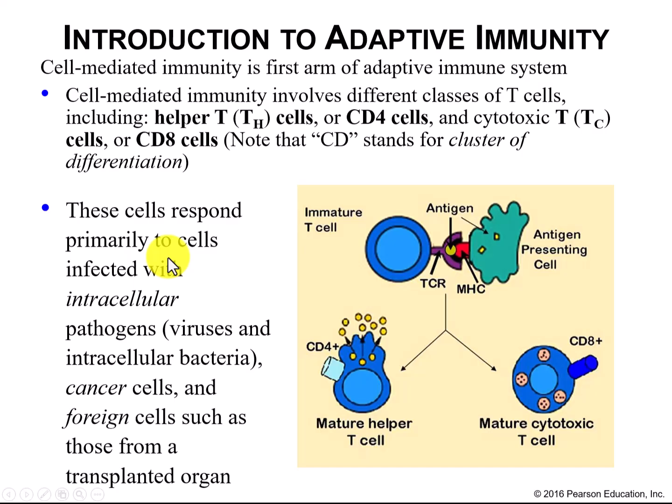They will respond primarily to cells infected with intracellular pathogens, so things that are within the cell, such as viruses and intracellular bacteria. Cancer cells, because cancer cells have mutated, are no longer self. And foreign cells, such as those that are transplanted. So when you have a transplant rejection, it is usually due to this cell-mediated response by the T cells.